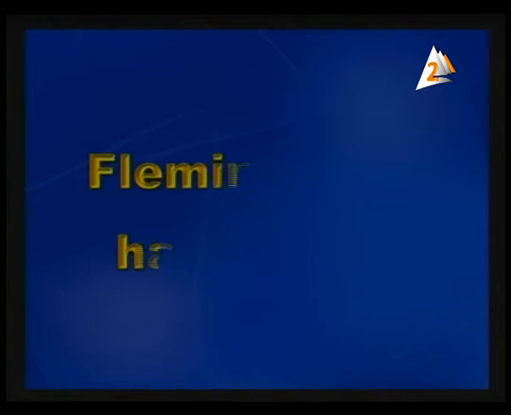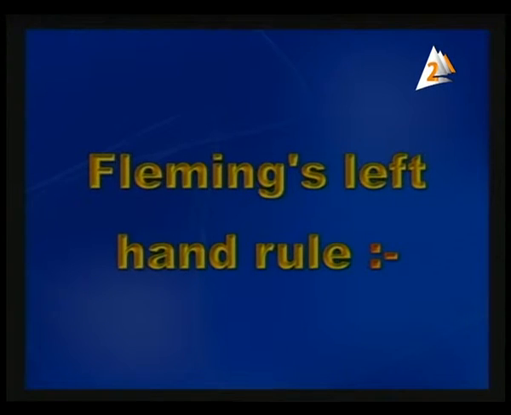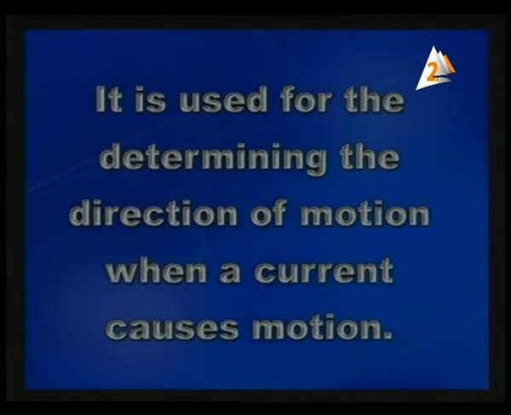So, once again, talking about Fleming's left-hand rule. What about the statement of the rule? First of all, it is used for determining, as I said, the direction of motion when a current causes motion. We start with a current sent into the wire, then the wire is acted upon by a force and moves. So it is used when a current causes motion.